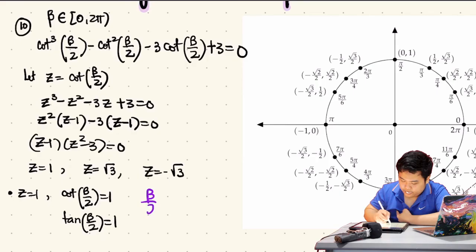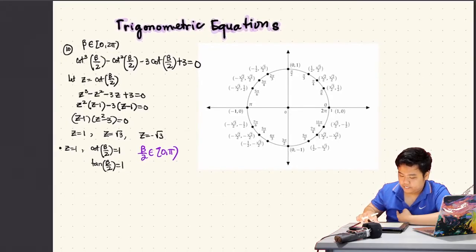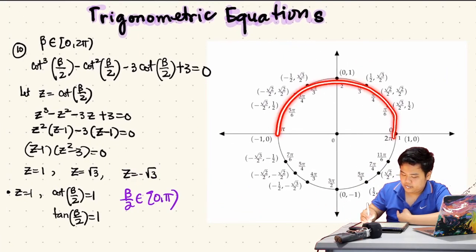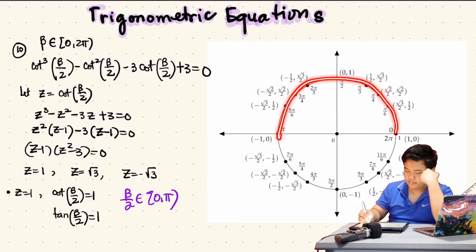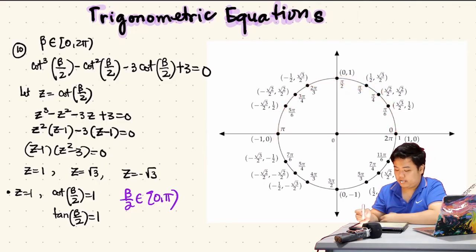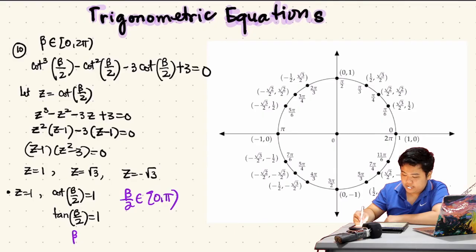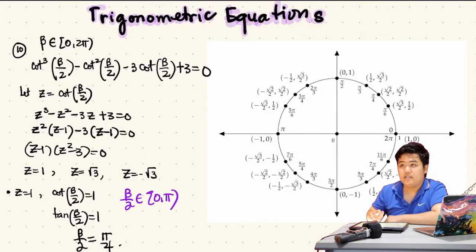So, beta over 2 ay from 0 to pi. So, ibig sabihin, kalahating ikot lang yon. So, sino dyan ang magbibigay ng tangent na 1? Hindi ba si pi over 4 lang? Yes, pi over 4 lang. So, beta over 2 in this case is pi over 4. So, beta is pi over 2, multiply both sides by 2. So, that is one of the answers.